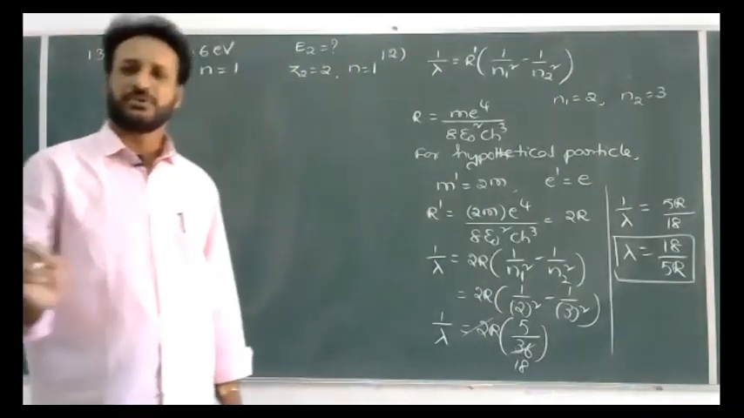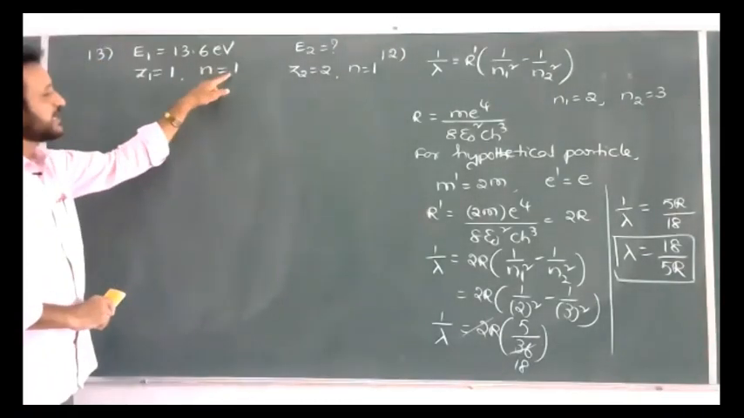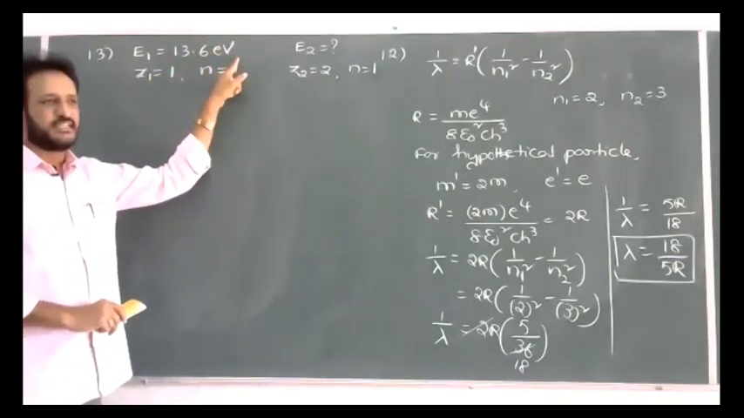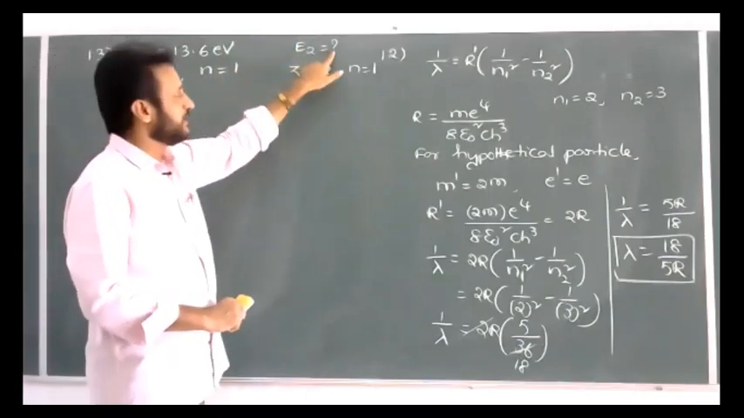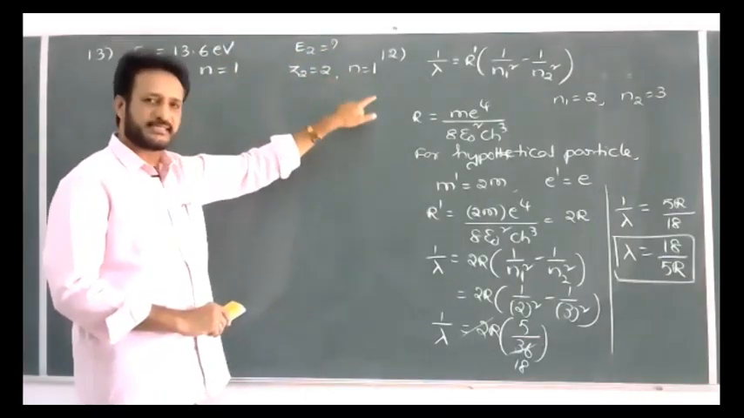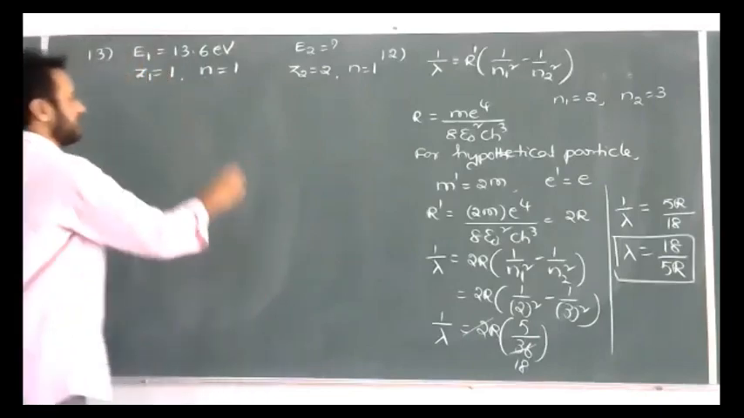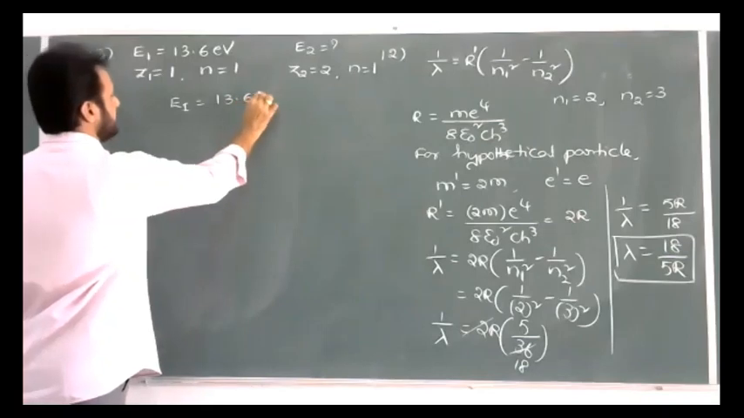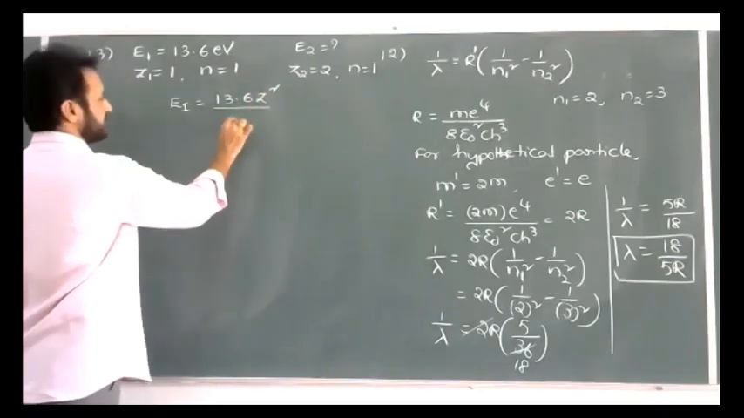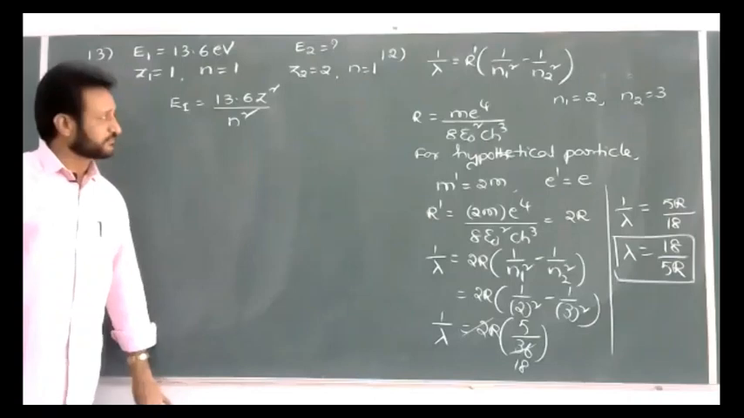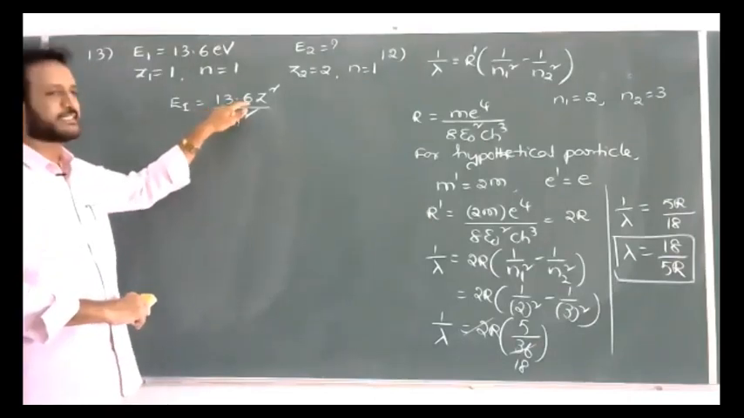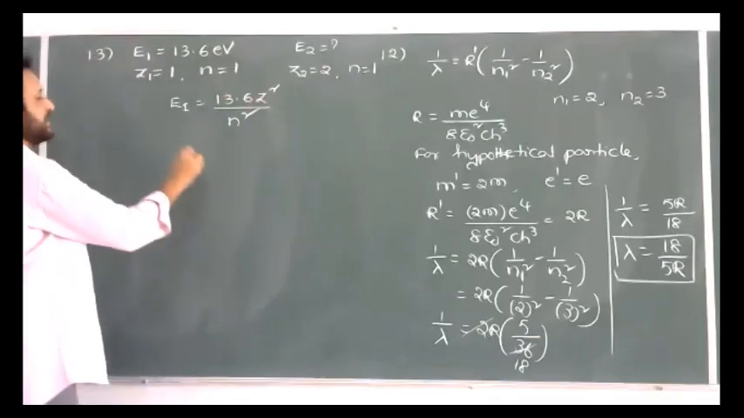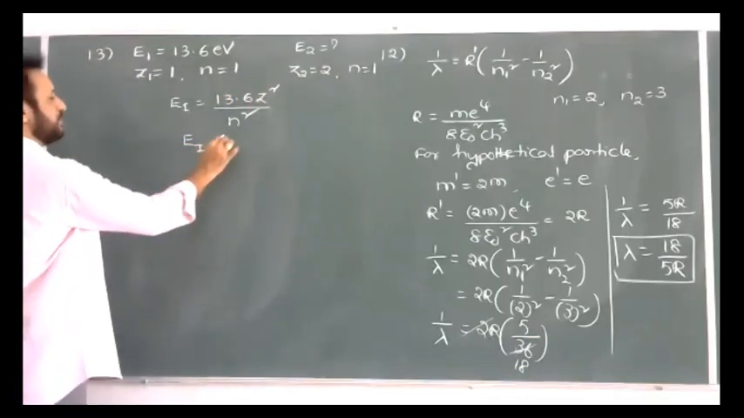Question understood? If you want to remove the electron from the first orbit of a hydrogen atom, there is a need of 13.6 electron volt. How much energy is needed to remove the same electron from the first orbit of a helium atom? I'll take the ionization energy formula: E is equal to 13.6 into Z square by N square. In this formula 13.6 is constant, and for the same first orbit N is also constant. Then ionization energy is directly proportional to Z square.